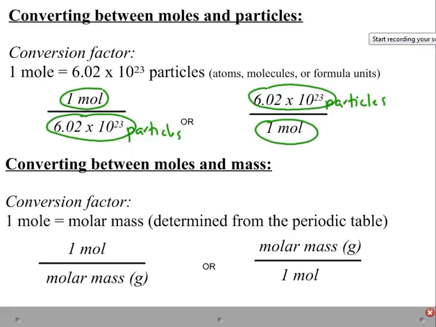in the particular problems you're going to see, because these are equivalents, and of course because they're equal, 6.02 times 10 to the 23 is equal to 1 mole. Either way you have this fraction, it's equal to the quantity of 1.